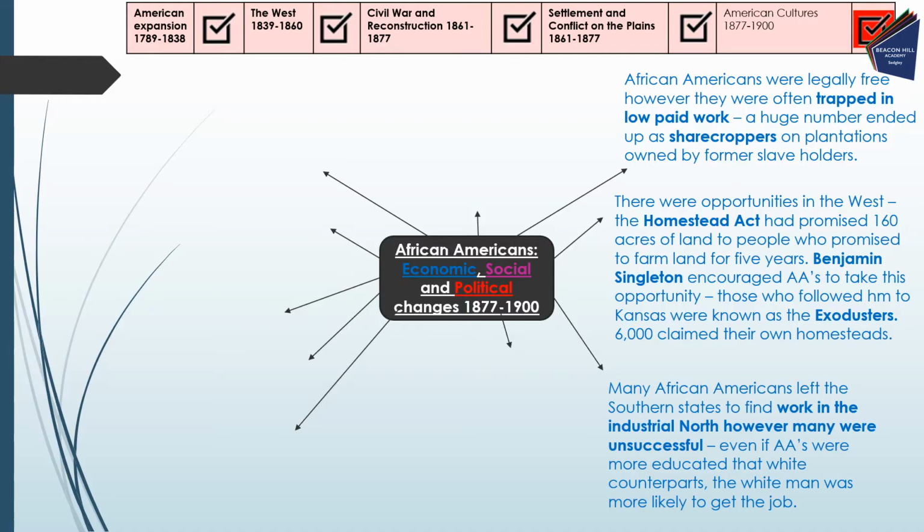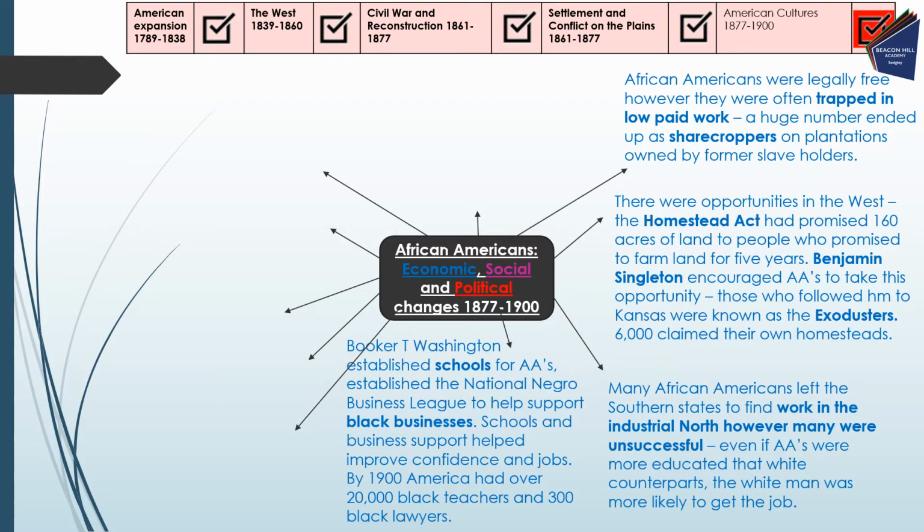Many African Americans also left the southern states to find work in the industrial north. However, many were unsuccessful. So even if the African Americans were more educated than their white counterparts, the white man was more likely to get the job. And this is due to institutional racism within the North of America. So the North didn't advocate for slavery, but the companies were quite often racist in terms of the people that they employed. We also have Washington, who established schools for African Americans, and he established the National Negro Business League to help support black businesses.